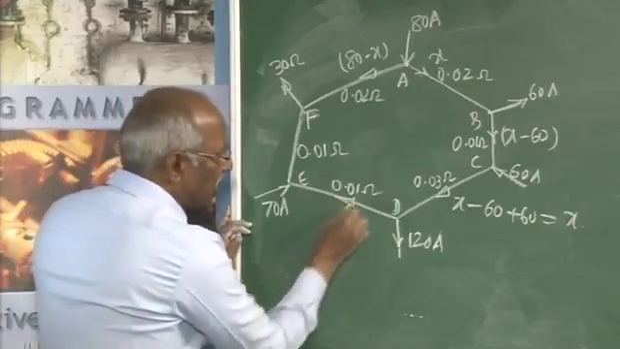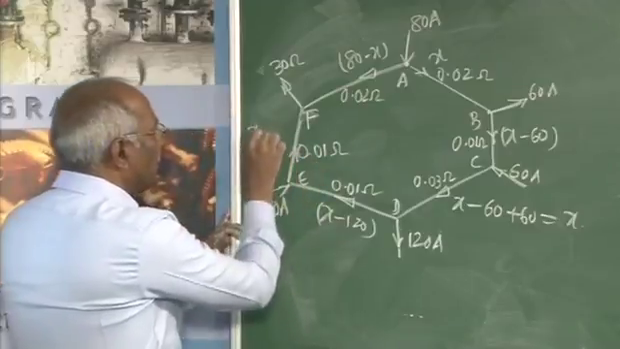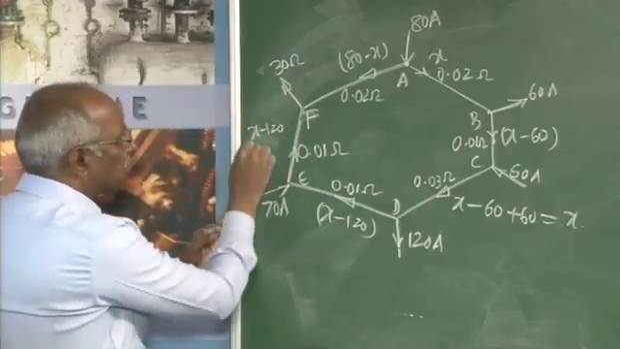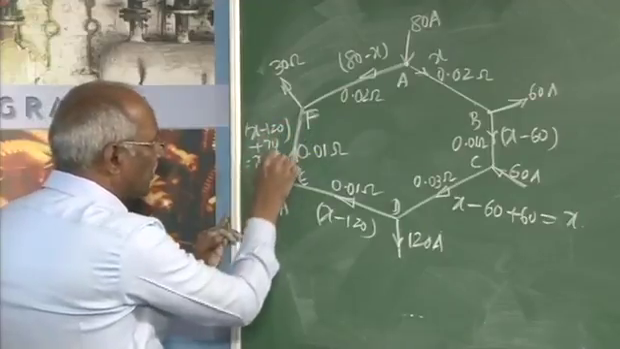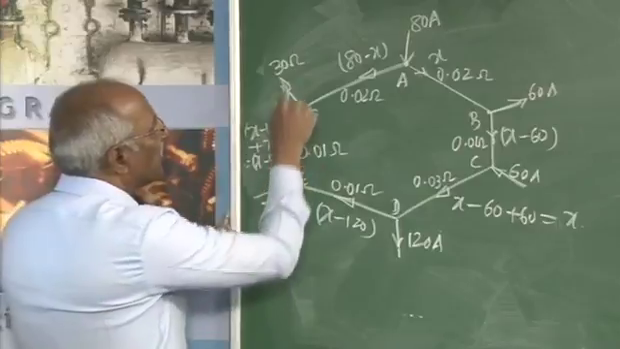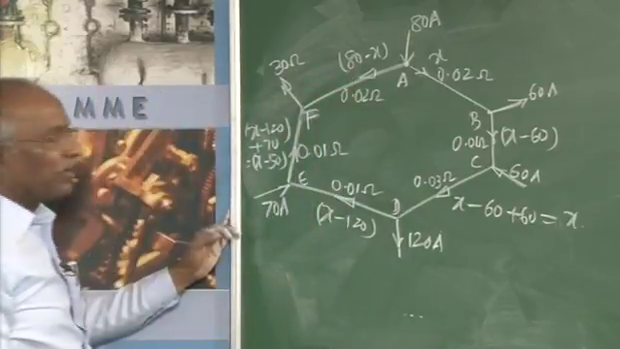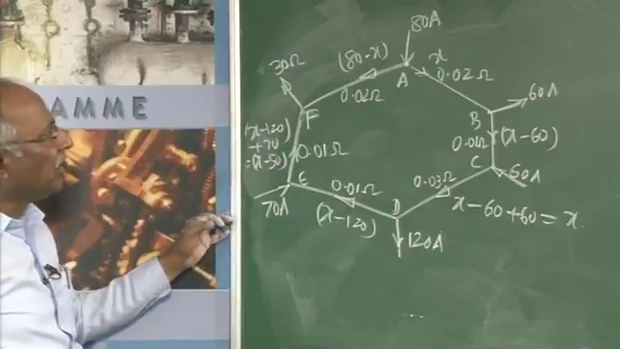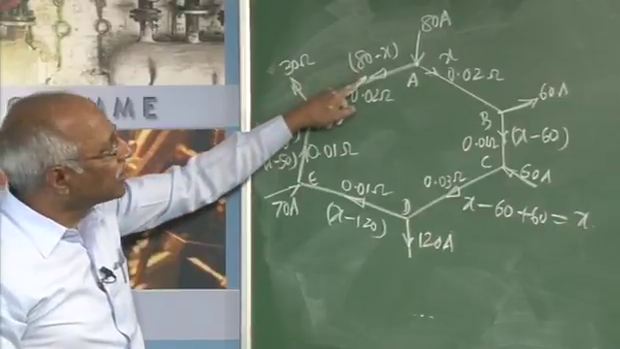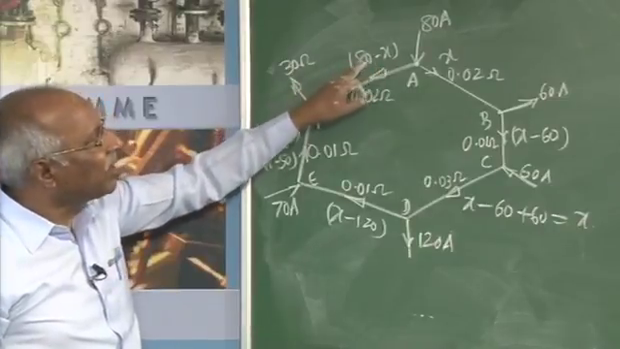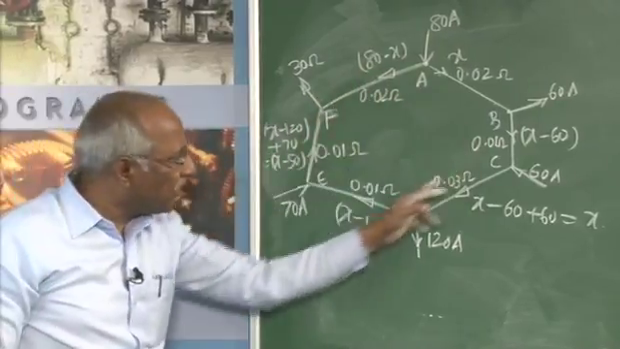When it comes to here, it will be X minus 120, and here it will be X minus 120 plus 70, that comes to X minus 50, and X minus 50 minus 30 comes to 80 minus X. So that comes to X minus 80, in that case this will be the reverse of that. However, when you take it this way, it can be like this also. Now, we apply Kirchhoff's law in this loop.